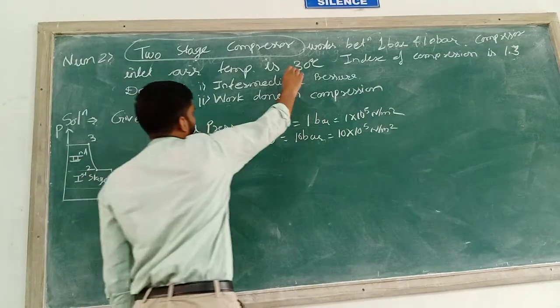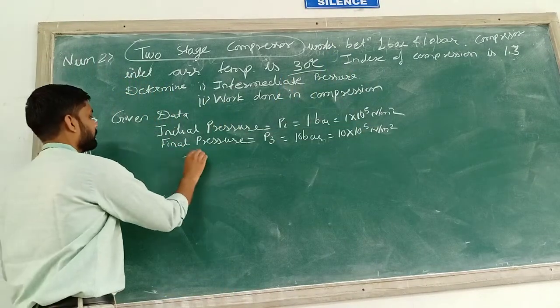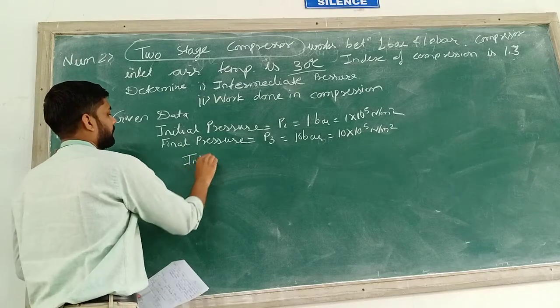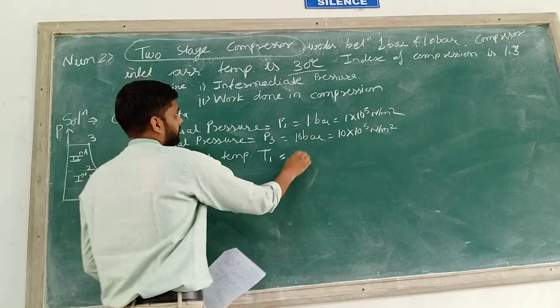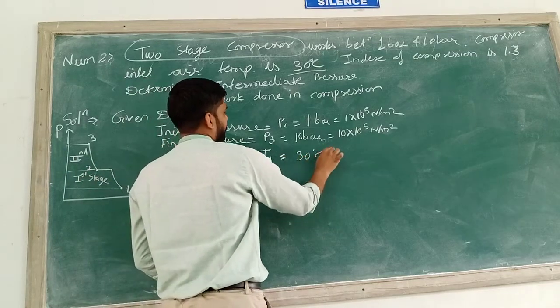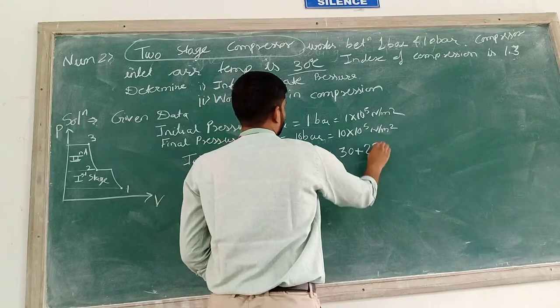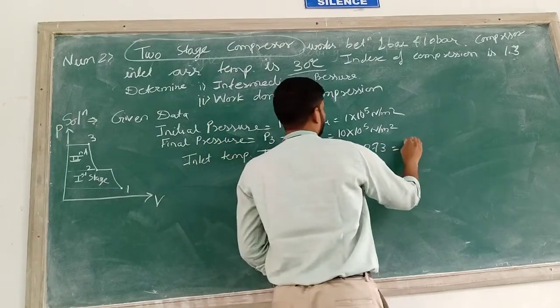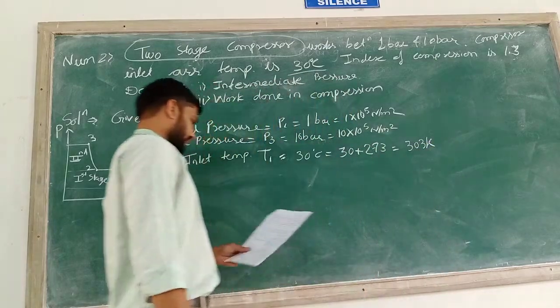Again, they provided that the inlet air temperature is 30 degrees. So the inlet temperature is represented by T1, which equals 30 degrees centigrade. We need to convert it into Kelvin by adding 273, so that it is 303 Kelvin.